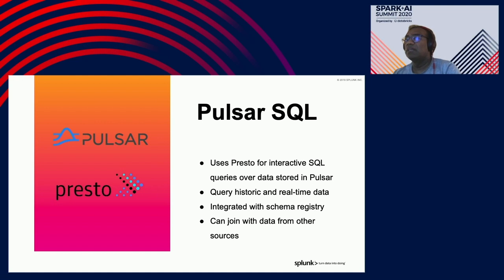Since SQL requires a schema over the data for querying purposes, the Pulsar SQL or Presto implementation uses the schema registry that comes with Pulsar itself. And because it comes with Presto, it can join with other data sources. If you have MySQL data that you want to join with the data in Pulsar, it's possible because Presto supports it.